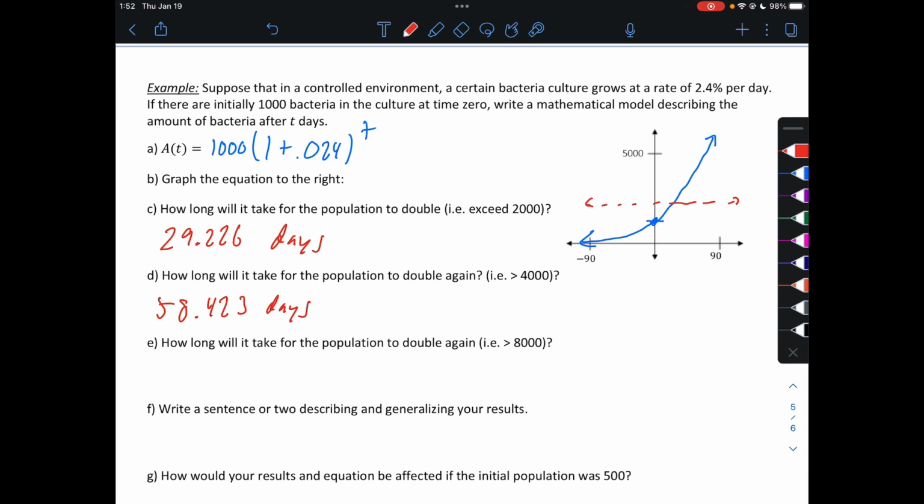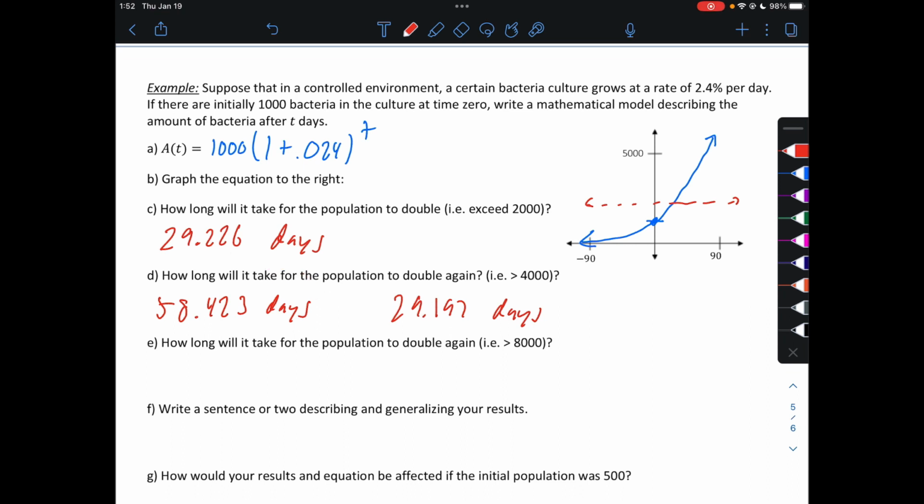which means this minus this will get us our answer. It takes 29.22, or no, let's do that math. 58.423 minus 29.226 is 29.197. So it's pretty much the same number. It's really close, in days. So what we're doing here is subtracting 58 minus 29 to get that answer.